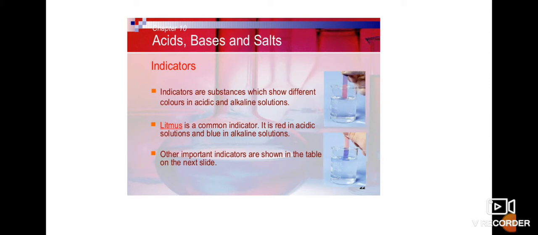Now, litmus solution is commonly used in our lab in the form of paper. Litmus paper is available in two types, blue litmus and red litmus. Normally acids will change blue litmus to red, whereas bases will change red litmus to blue. That's the basic concept.